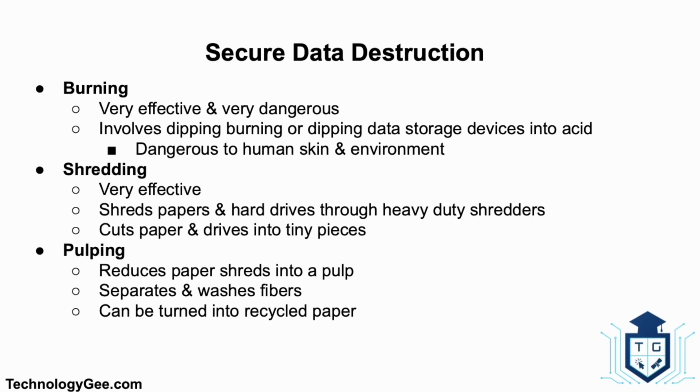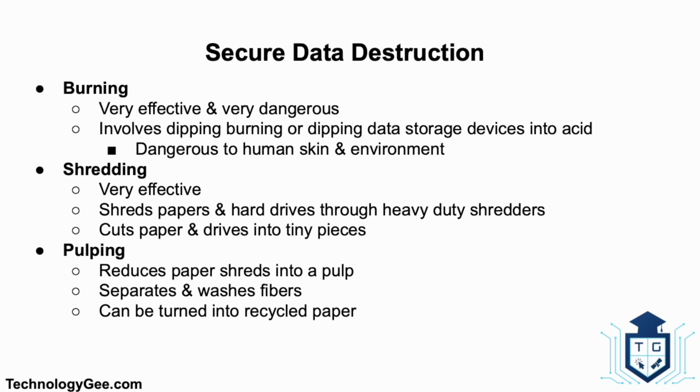And let's talk about secure data destruction. Here are some various secure data destruction methods that you need to be concerned with for the Security Plus 601 exam. The first one is burning. Burning is the melting or burning of data that involves dipping the data into acid to destroy its contents. This is one of the most effective ways to destroy data, but is also one of the most dangerous due to the process involving the use of hydrochloric and nitric acids, which are very dangerous to the environment and human skin.